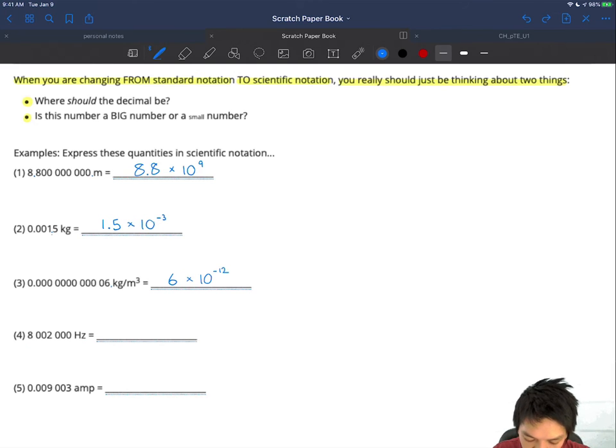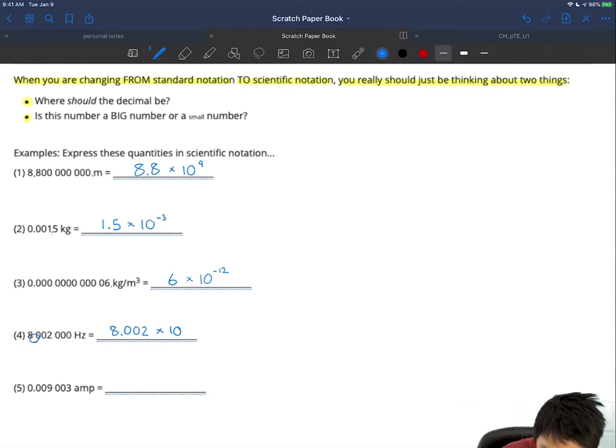Okay, where is the decimal supposed to be? After the first non-zero digit, which would be 8. And since there is another non-zero number right there, we have to go 0.002. And then the zeros after that, you don't have to write down. So 8.002 times 10 to the something, right? And this is a big number, so times 10 to the positive something.